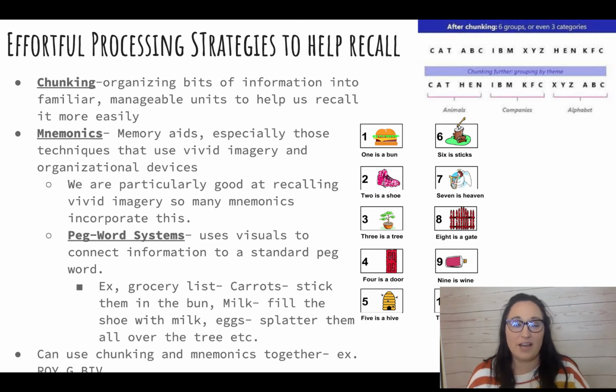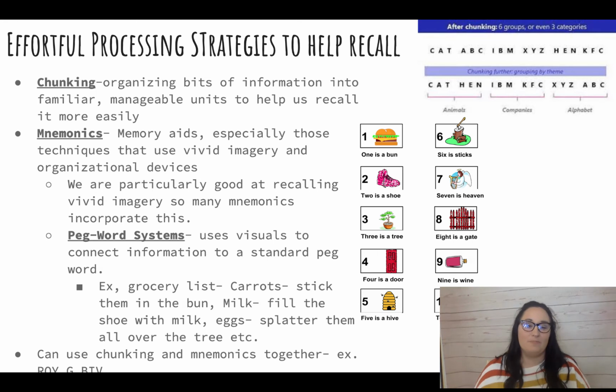So there's our memory aids, and they're especially useful if they are vivid imagery involved. So we're really good at vivid imagery. I always say, like, make it really weird, maybe kind of disgusting, or really like visually like, oh my God, imagine that. If you can do that with any of your information, you're much more likely to remember it.